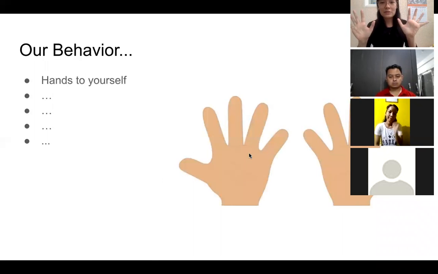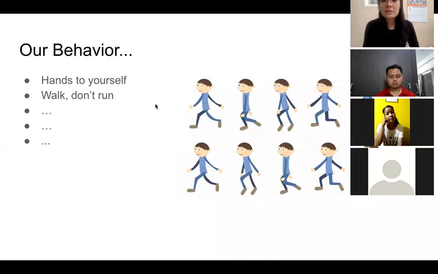Keep your hands to yourself. So they would know that if they saw this picture, it means keep your hands to yourself. Walk, don't run. So they see this little walking boy. There's a difference between walking and running. So they're supposed to walk in class, not run in class.